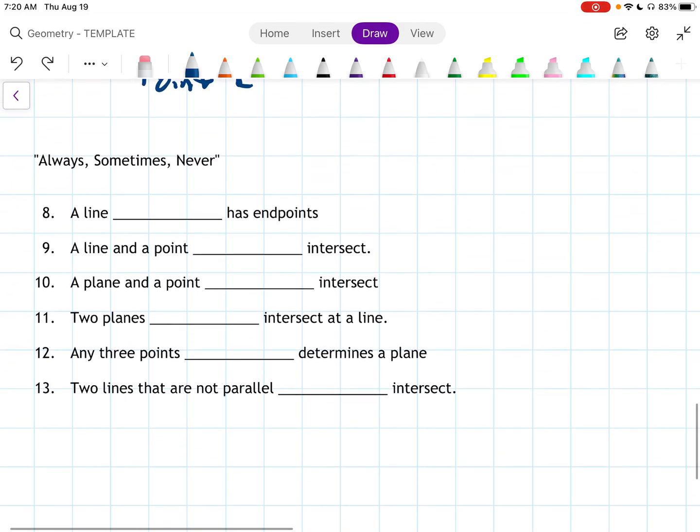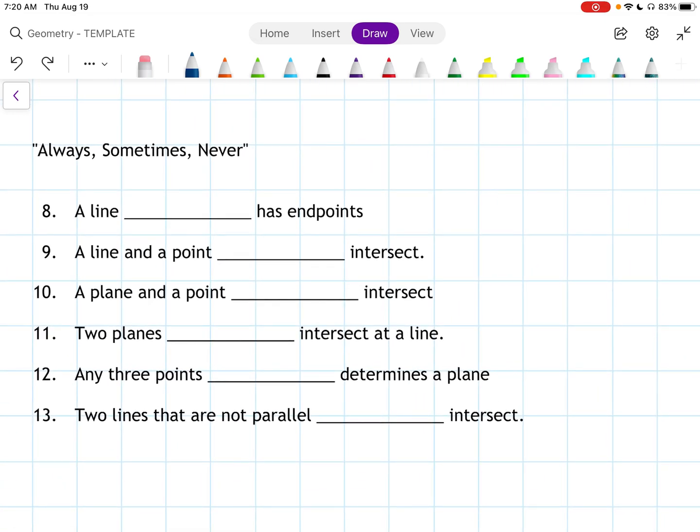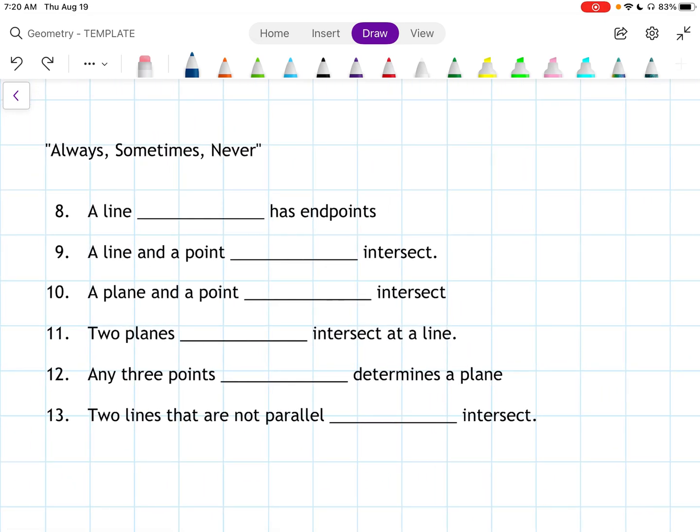All right. Number 8. Now these are all just kind of questions to make us think. A line blank has endpoints. Does a line have endpoints? A line never has endpoints. A line and a point sometimes. Right? You could have a line here, and you could have a point down here on the line, or you could have it up here, not on the line, right? So they sometimes intersect.